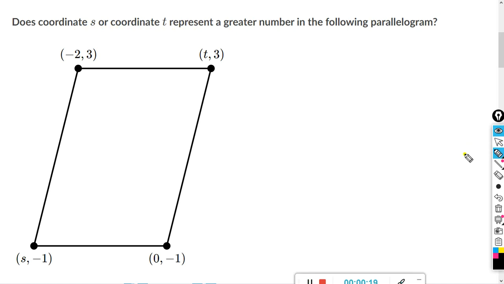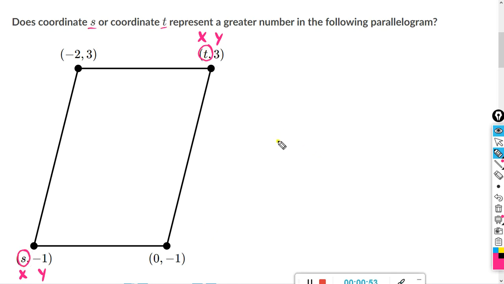Okay, so remember, when you list the coordinates, the X value is the first number and the Y value is the second one. Same here. The X value is the first one and the Y value is the second one. So both S and T represent the X coordinates of their respective points.